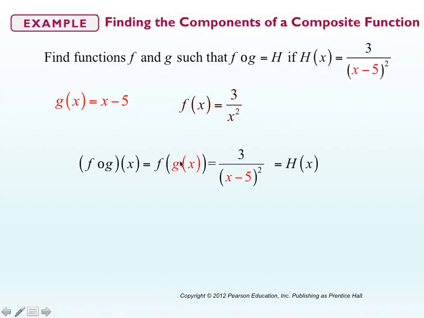So if you wanted to find f of g of x, that means that we would take x minus 5, and we'd plug it in wherever we see an x. So we'd get 3 over x minus 5 squared, which is exactly what we started with, so that means that we did a good job defining these functions. It's possible to accidentally assign them in the opposite order, so to make this one f of x, this one g of x, if you go ahead and check it, that will determine whether or not you did it correctly.